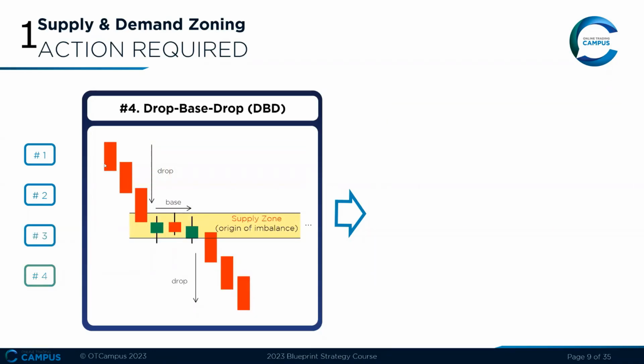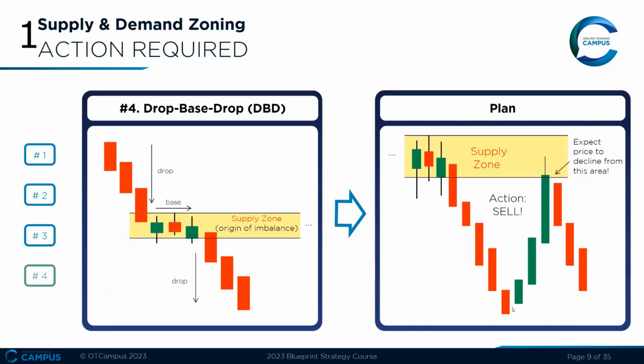The same would apply for the drop-based drop. Once we see that a drop-based drop is being formed, once we see that price goes from a balanced state to an imbalanced state, we would then wrap our two lines around the base. We would place our trade parameters around this origin of imbalance, around this supply zone. And as price comes back, we would be a seller up here within the zone, as we would expect price to decline from this area.